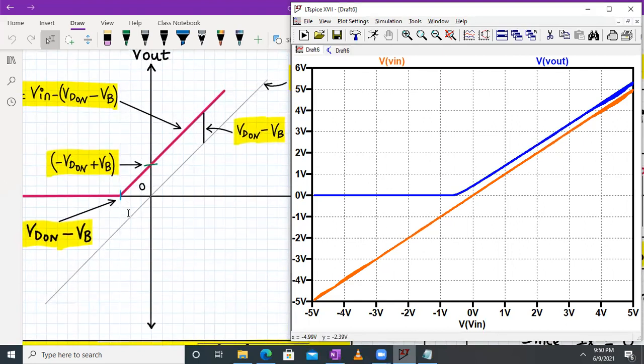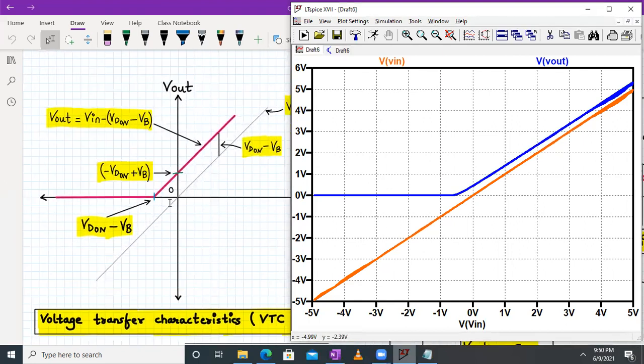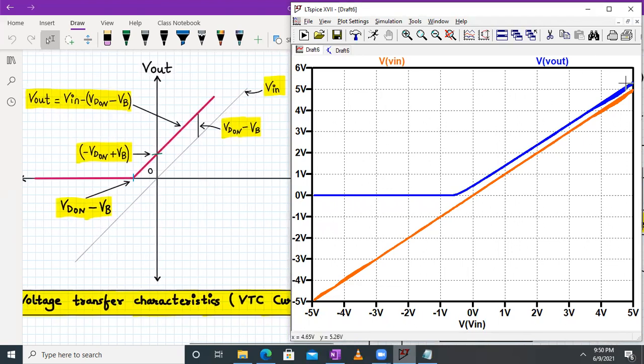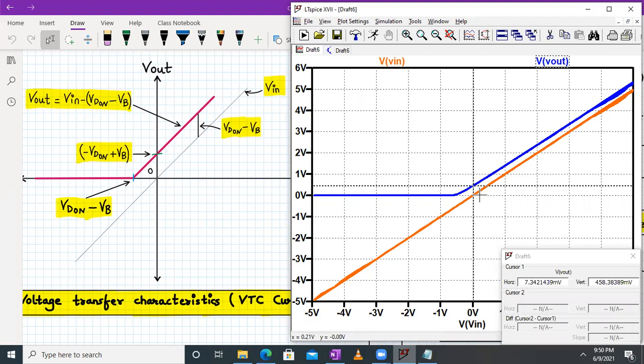As you can see very clearly in the waveform which we are checking in the LTspice, this blue color is my output. As you can see, it is running in parallel with this red color line after it has reached a particular value. So here it is. Okay, so this is my zero level. So it is definitely going beyond that negative x-axis. Yeah, it is VD on minus VB.